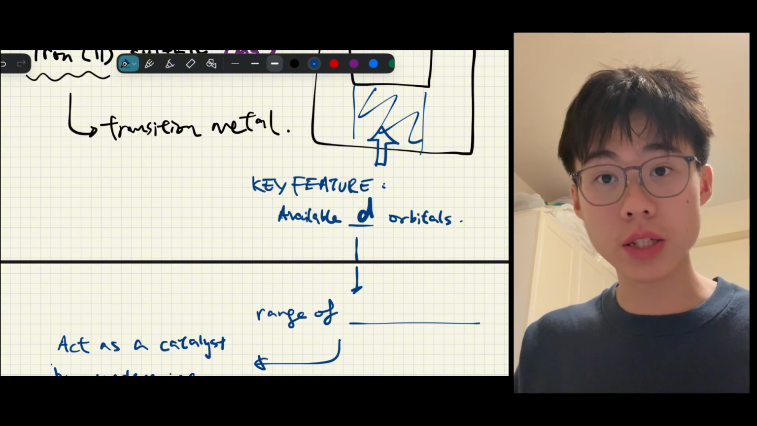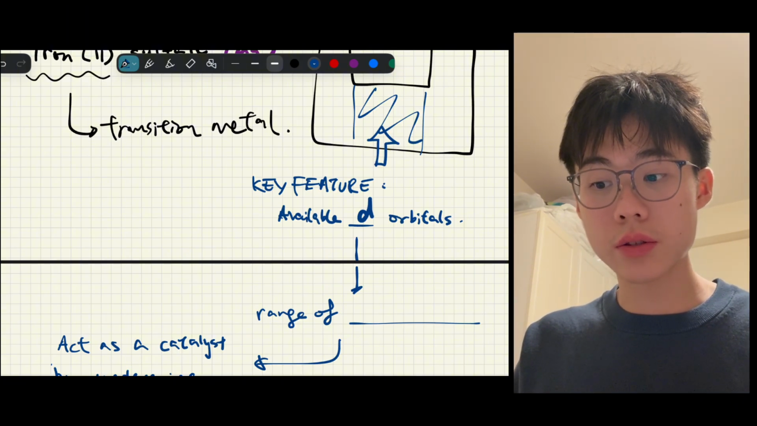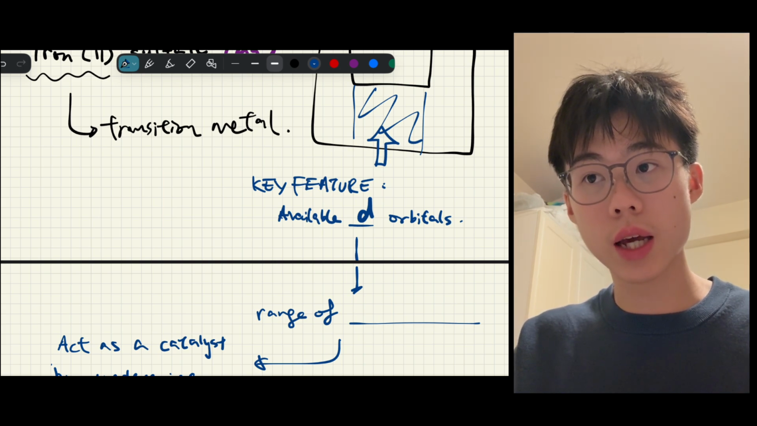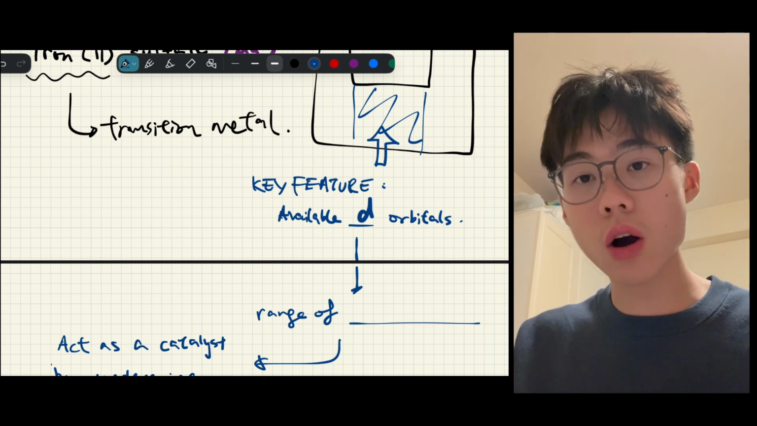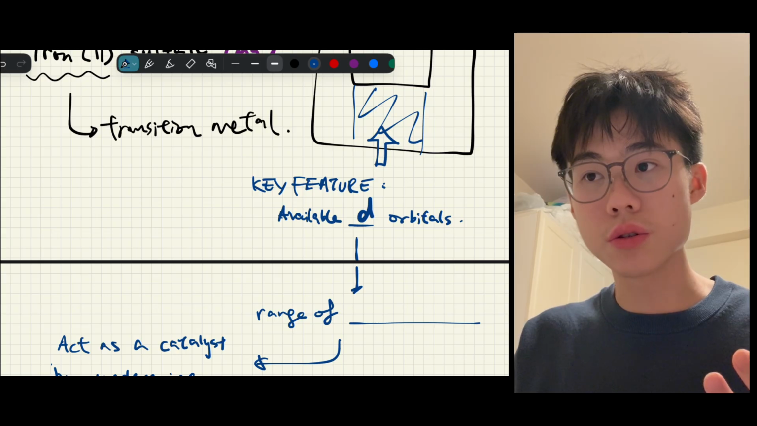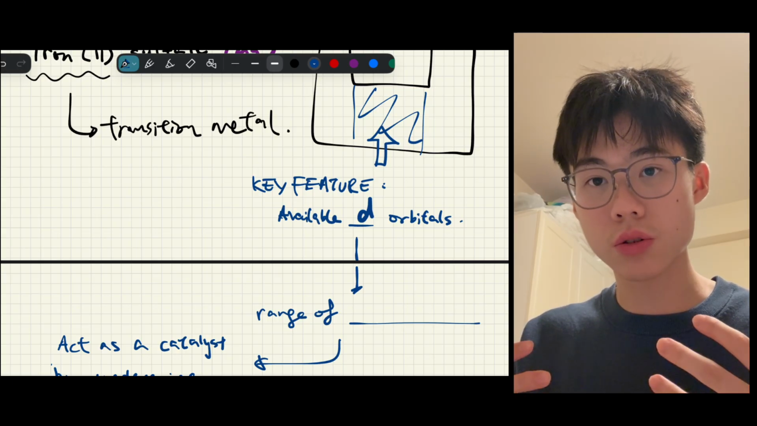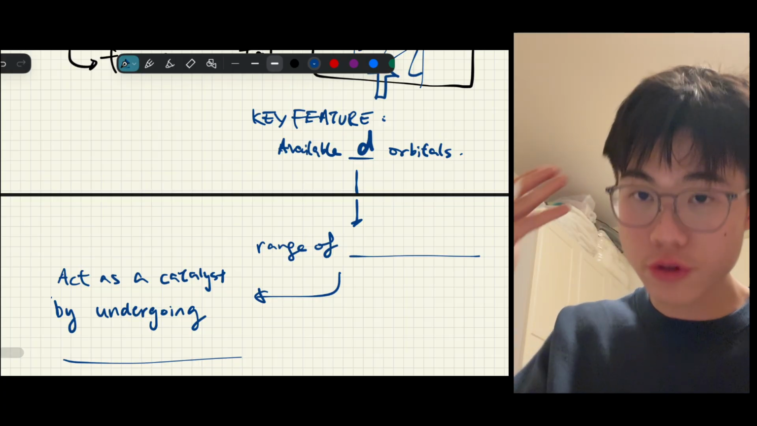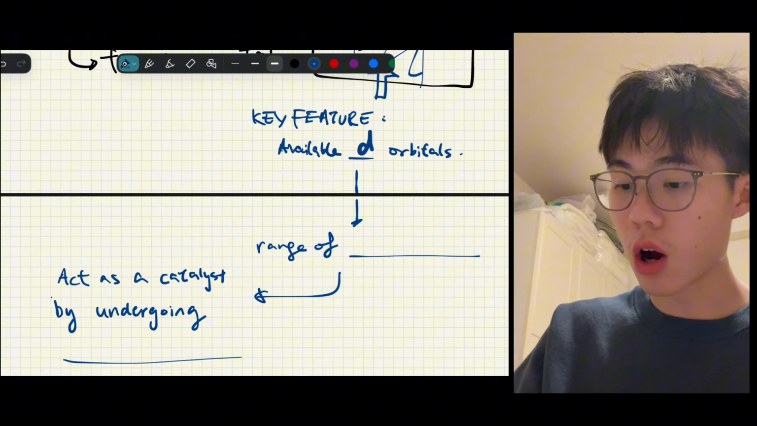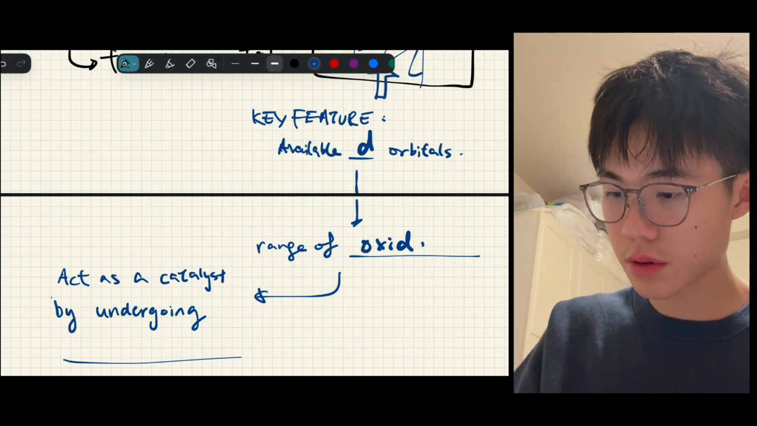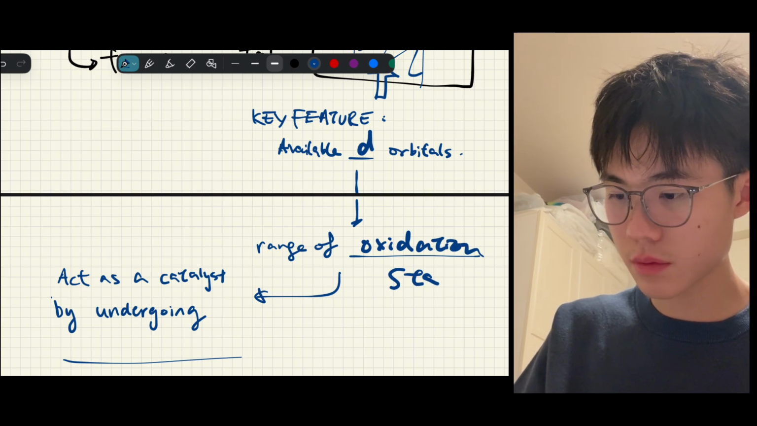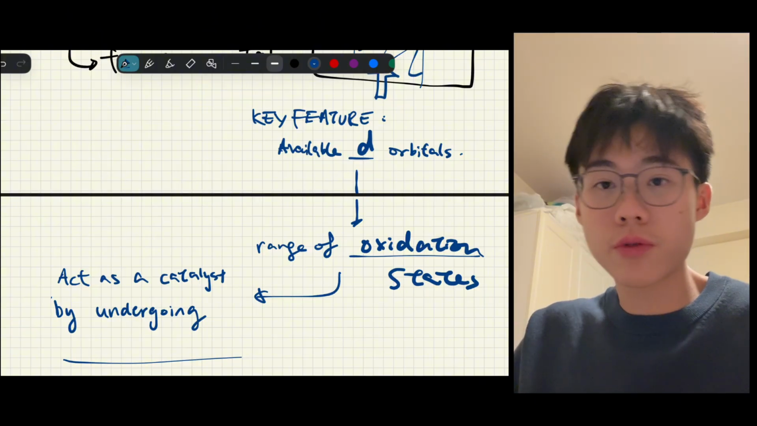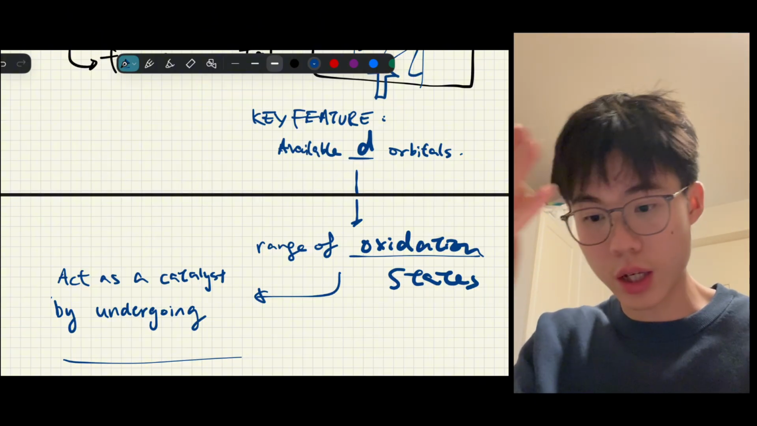The d orbitals have a higher capacity for electrons, and because they have similar energy levels, it costs less energy to give away or gain electrons. Therefore, transition metals have a range of oxidation states, meaning it's easy for them to change charges. For example, from iron 2+ to iron 3+ and going back.